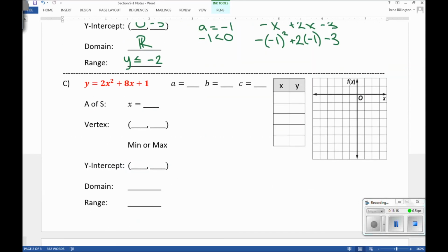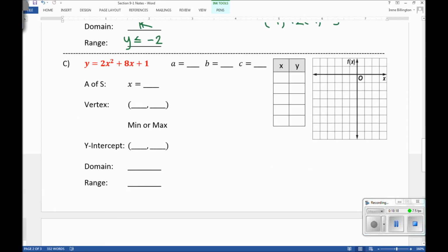Okay, one last example for you. y equals 2x squared plus 8x plus 1. So a is 2, b is 8, and c is 1. Find the axis of symmetry, -b over 2a. So we have -8 over 2 times 2. So I've got -8 divided by 4. That's going to give me an axis of symmetry of -2, which means the x value of my vertex is -2.